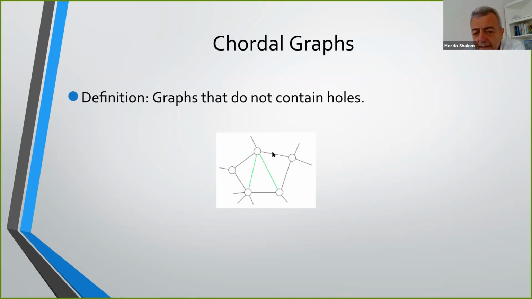In the gray graph, this is a hole. A hole is a cycle, so consider this 5-cycle without the green edges. This is called a hole. A hole is a cycle with at least 4 vertices. So this is a hole, and this graph is not chordal. But if you add these 2 green edges, now you have 3-cycles, none of which is a hole, and this graph is now chordal. A chordal graph is a graph that does not contain holes.